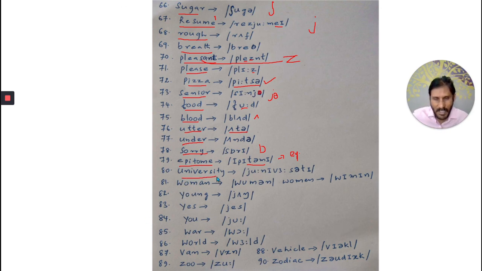University, it's very interesting. It's not J. I told you many times. Ya, u, ni, va. It's not city, it is city. University. Observe carefully. University. Most of the students go wrong with this word.